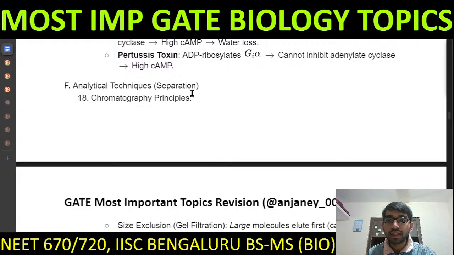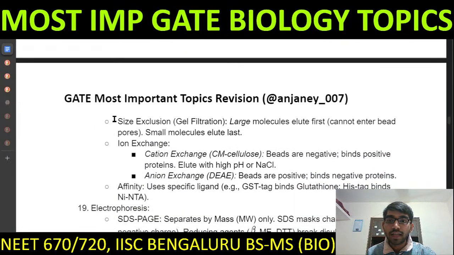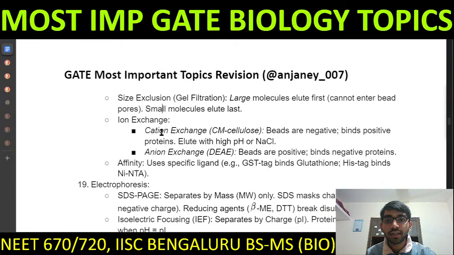Then there are analytical techniques for separation. Briefly, let's go through them as well. Size exclusion chromatography, also called gel filtration chromatography. Here, the large molecules elute first, as they cannot enter the bead pores. Small molecules have to travel a longer path, and they elute last.